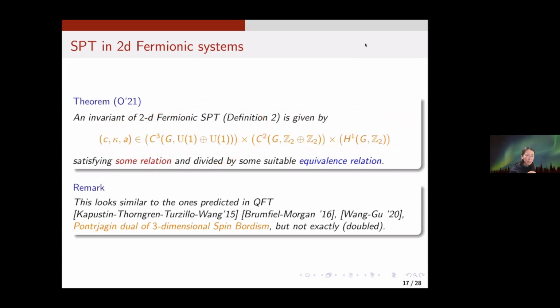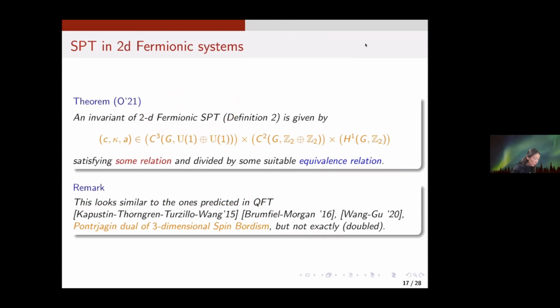So this complicated thing, I don't know, it may depend who you are if you find it complicated, but this complicated thing for me is pretty much similar to the one predicted in quantum field theory about a two-dimensional SPT, but not exactly.